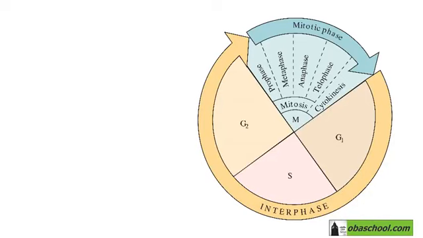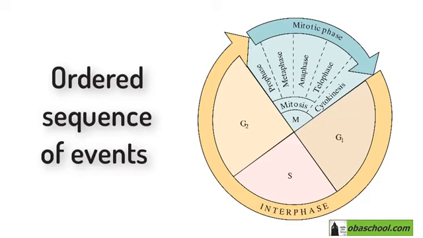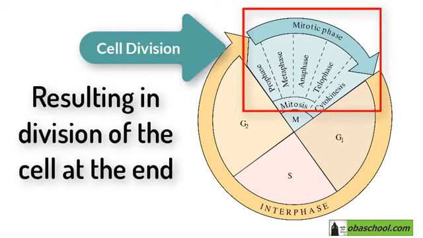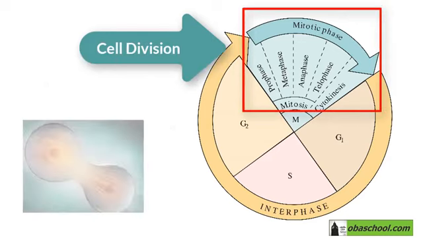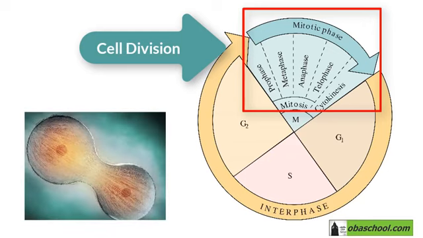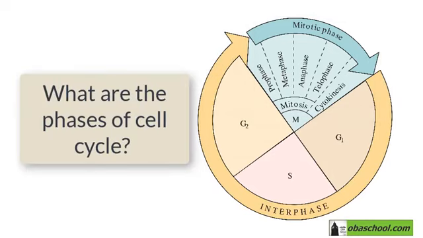The cell cycle is a highly ordered sequence of events that takes place in a cell, resulting in a division of the cell at the end and the formation of two genetically identical daughter cells, which are a soft copy from the mother cell. So what are the phases of the cell cycle?